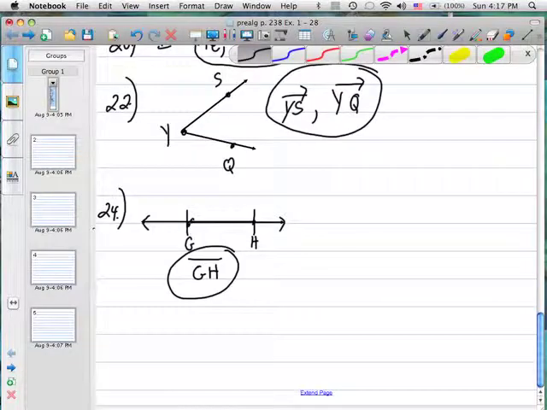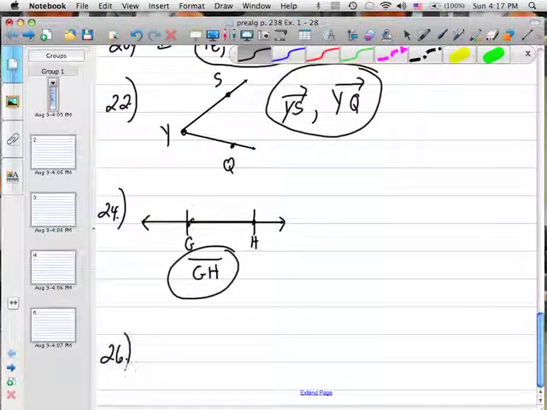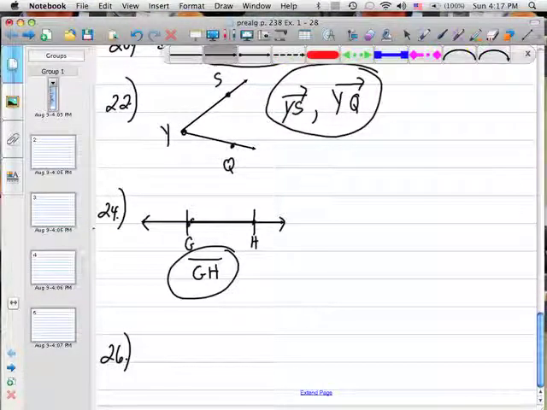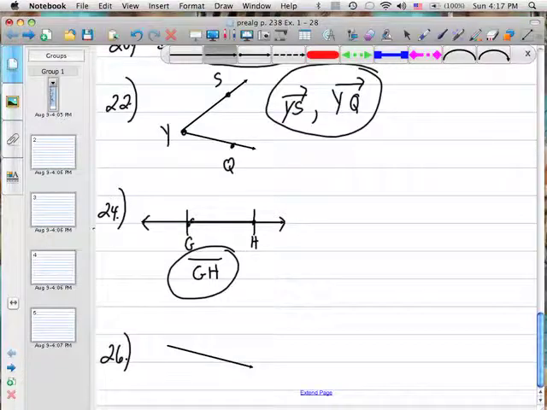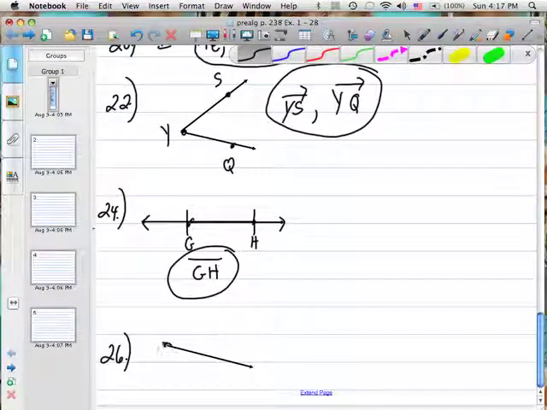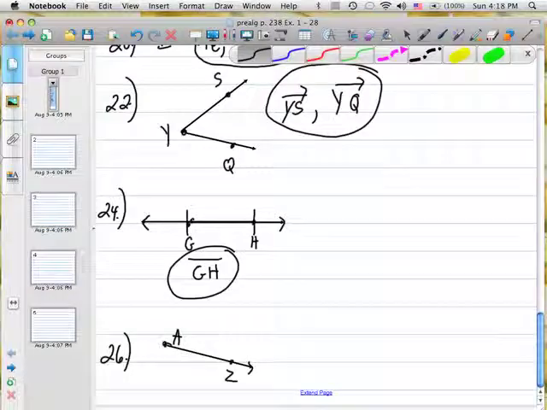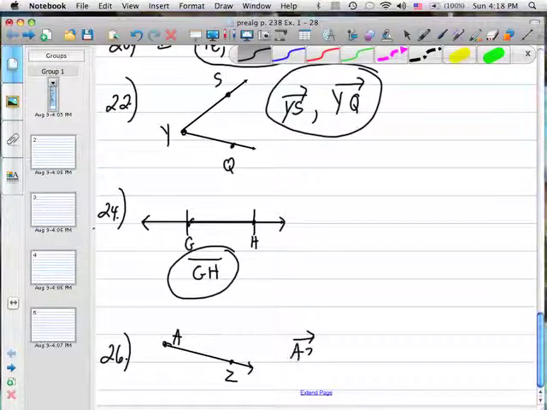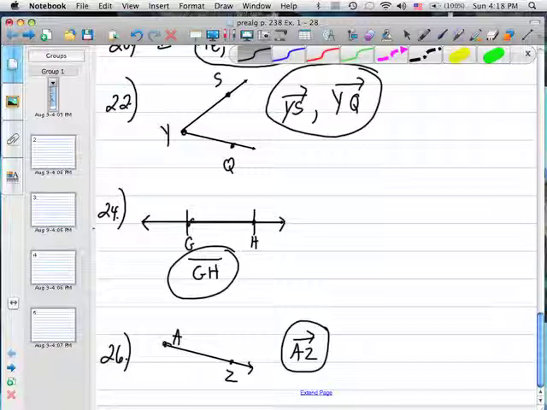Problem number 26, write the name of the figure shown at the right. What's shown at the right is this figure. So that's ray AZ. Here's the symbol, starting with the vertex.